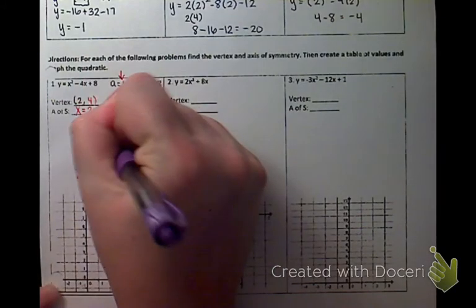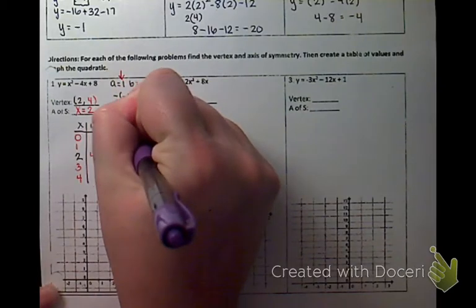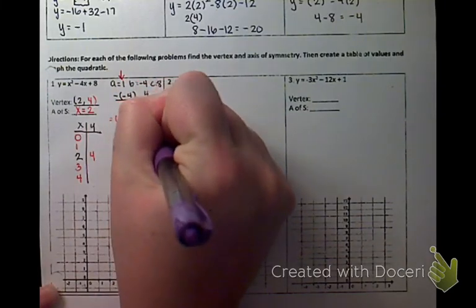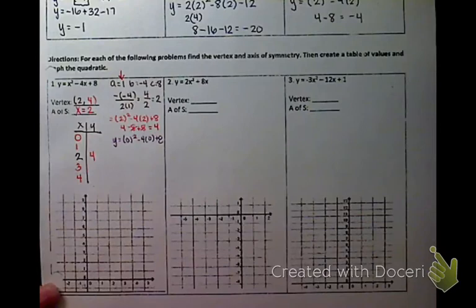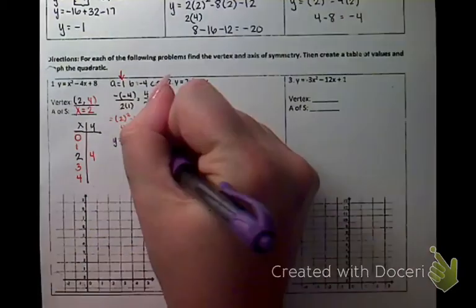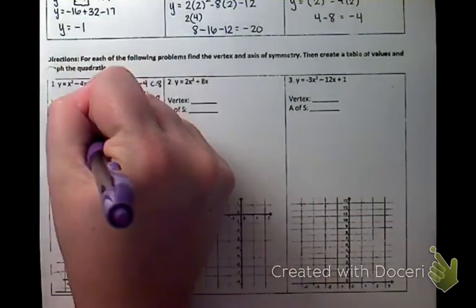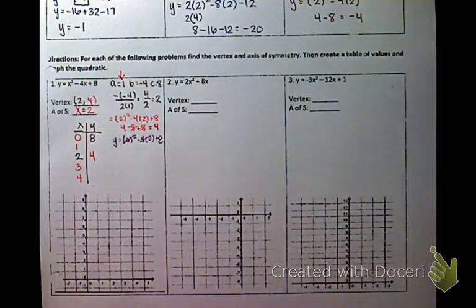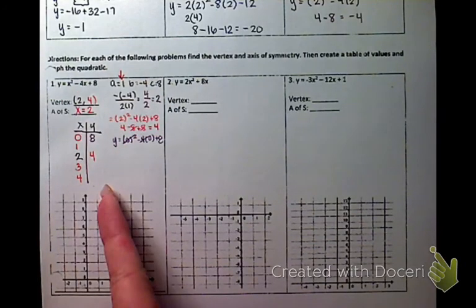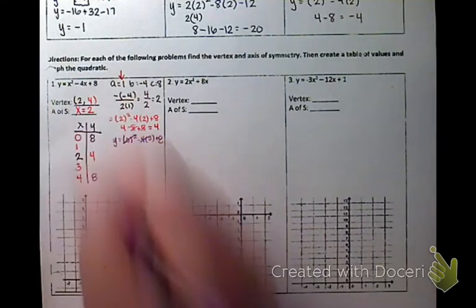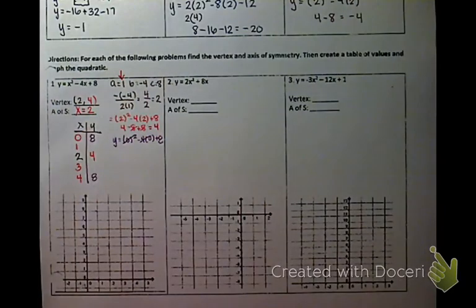So y equals 0 squared minus 4 times 0 plus 8. 0 squared is 0, so that's gone. Negative 4 times 0 is 0. So all I'm left with is that positive 8. And remember, because of symmetry, if I plugged in negative 4, I'm going to get the exact same answer, so that is also 8. And then you can choose either 1 or 3 to plug in.